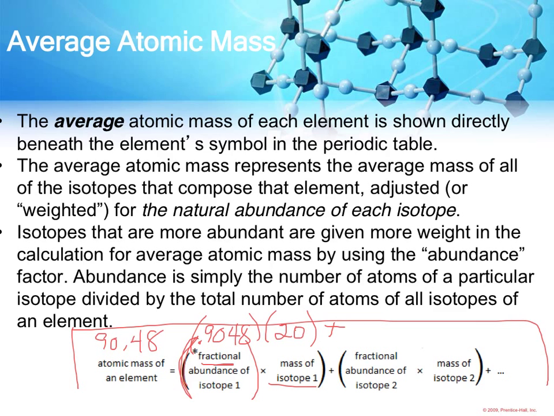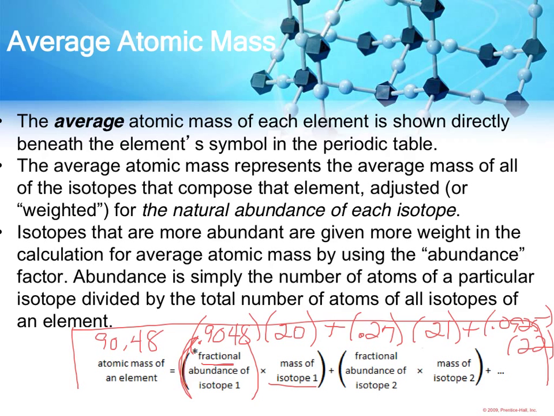The fractional abundance of neon-21 is 0.27. Its mass, of course, is 21 AMU. And then the third isotope of neon has an abundance of 0.0925, and its mass is 22 AMU.